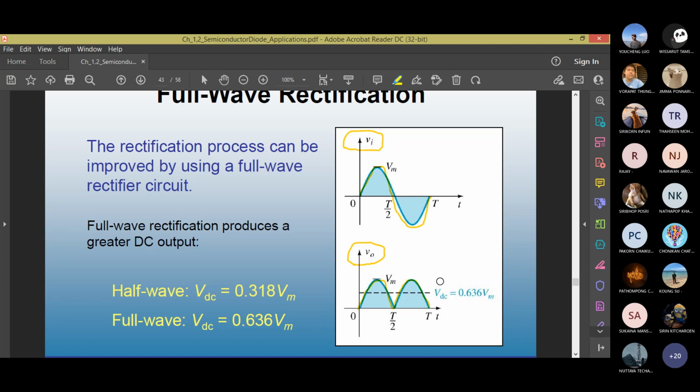The formula for the rectifier DC levels, I think, is given on the formula sheet, if I'm not wrong. I said in the first class, 95% of the formulas are given on the formula sheet, but some are very fundamental that you have to remember by yourself.